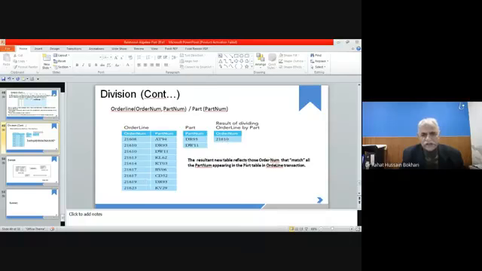So the resultant new table reflects those order numbers that match all the part numbers appearing in the part table in order line transactions. So this is the division.